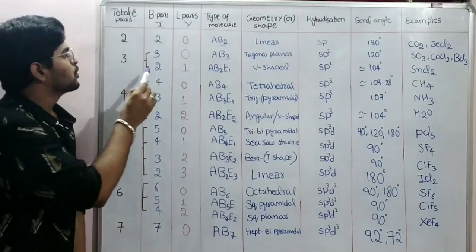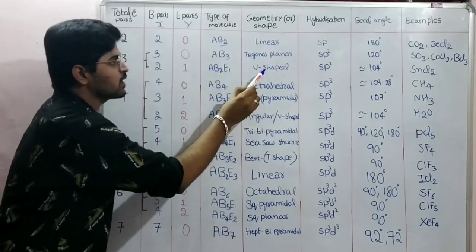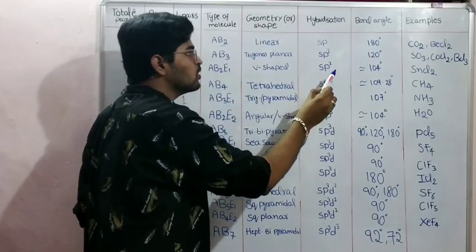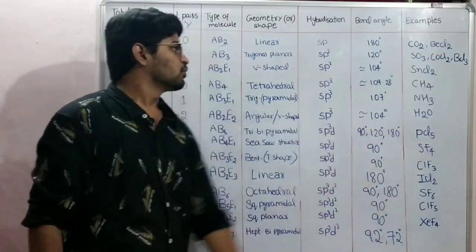Next, two bond pairs, one lone pair, AB2E1. Shape is V-shaped and hybridization is sp2 and the bond angle is 104 degrees and the example is SnCl2.